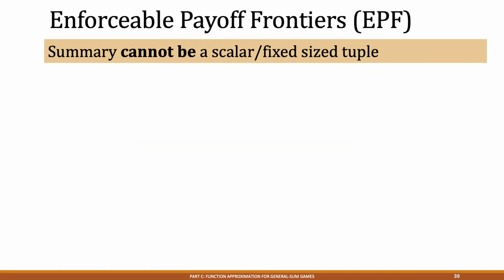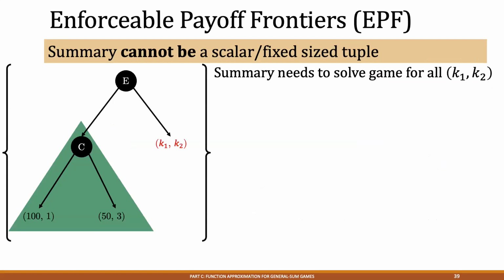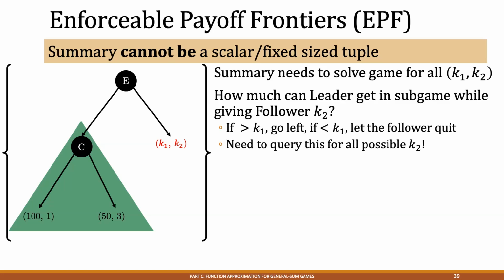And I'm just going to briefly illustrate at a high level the idea of why that is so. Okay, so consider all the possible versions of this game where I change the payoff from 0 and 2 to K1 and K2. So now I have a set of games. And I know that this same summary of the green part has to solve the game for all possible K1 and K2, right? And in particular, it should be able to answer the following question: how much can the leader get in the subgame, assuming that we gave the follower at least K2? That was actually what happened in the disgruntled employee game. We needed to think about whether or not we benefit from paying him to stay in the game, right? And we should be able to do this for all values of K2 with the same summary.